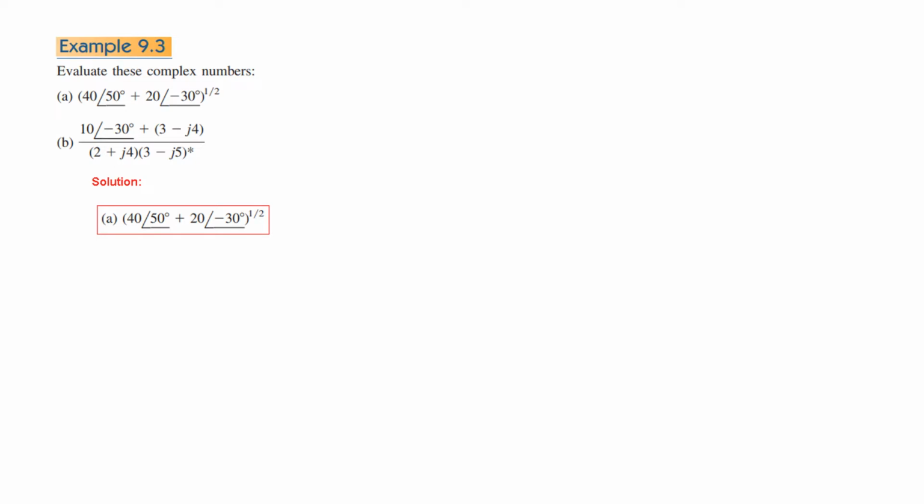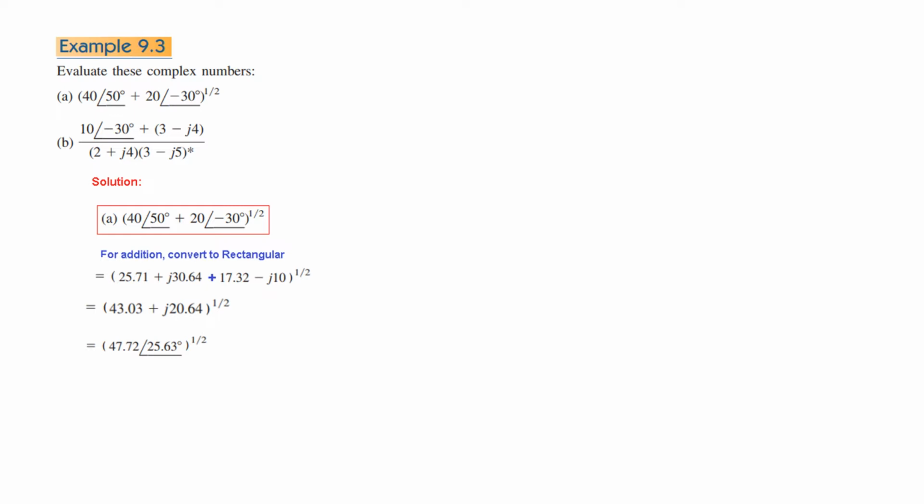Because there is addition, you have to convert from polar to rectangular. So converting this into rectangular and similarly this into rectangular, we get this value. We can add the real parts and the imaginary parts. So this is what we get after addition. Now there is an under root or power half. So for that we have to convert this into polar.